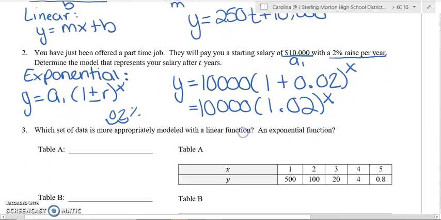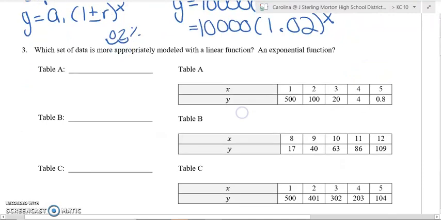Keep moving forward. Number 3. Which set of data is more appropriately modeled with a linear function and exponential function? So this one, remember, for linear functions, the pattern is to either add or subtract. An exponential function would be multiplication or division. So remember, those are our clue words for this one.